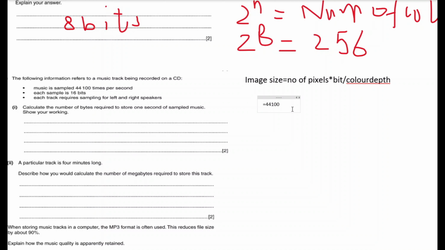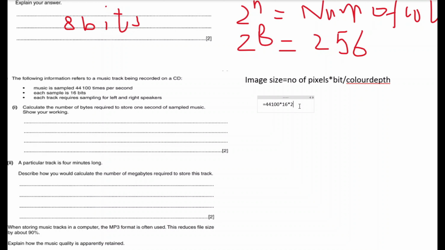44,100 with the bit depth. Each sample is 16 bit. This is the bit depth, so you have to multiply with 16. Okay, the next is each track requires sampling for left and right speaker. This means that you have two channels available for each track. So if this kind of data is available, you have to multiply with 2, because you have left and right speakers, so there are two channels.